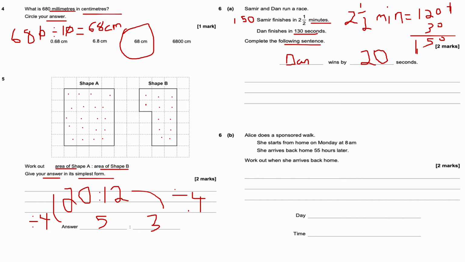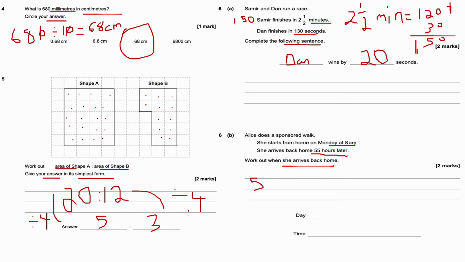This is part B. Alice does a sponsored walk. She starts from home on Monday at 8 a.m. So Monday morning at 8 o'clock in the morning. She arrives back home 55 hours later. Work out when she arrives back home.